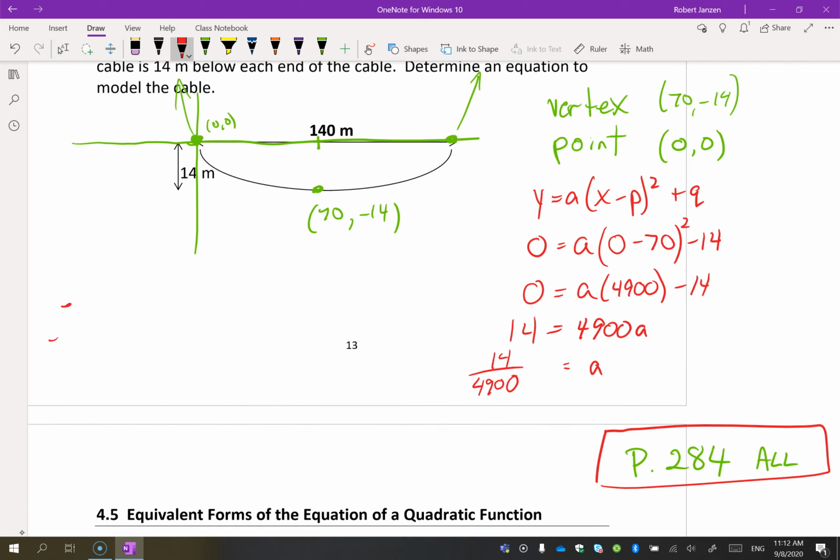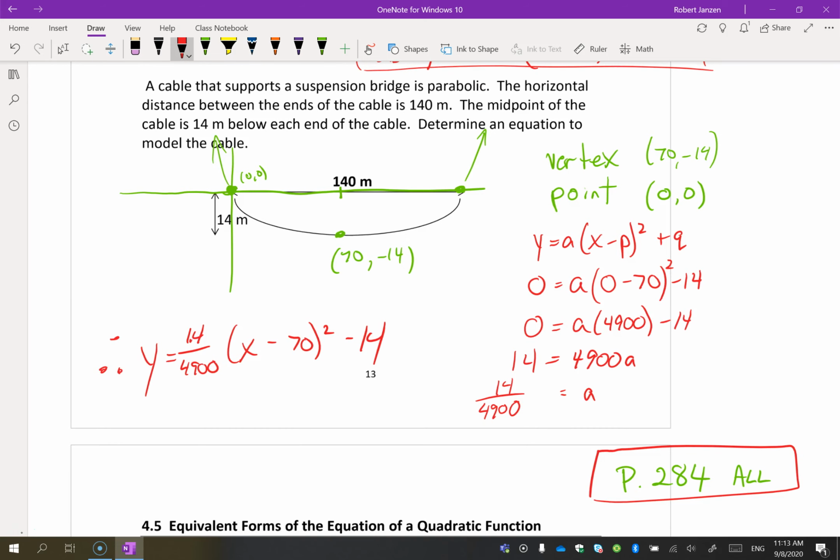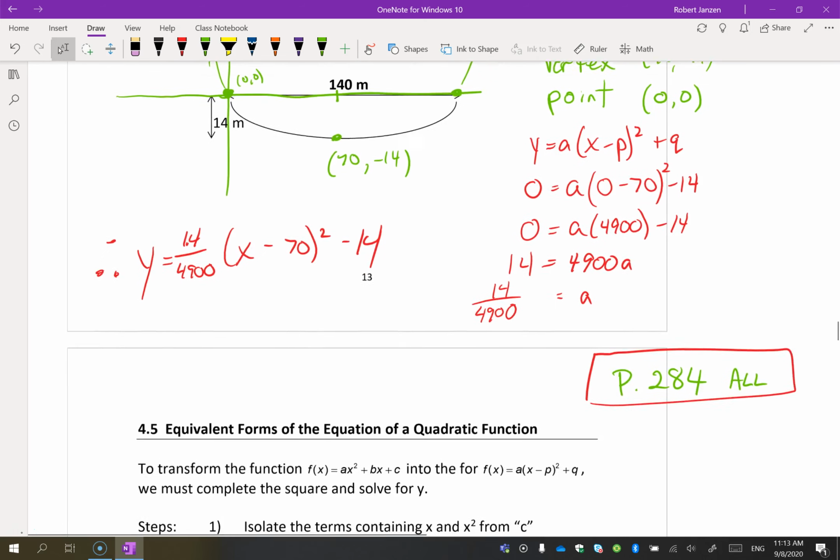So I can write my equation now. y is, let's leave it as 14 over 4900 (x - 70)² - 14. Okay, I know there's a question in your homework like this, maybe from yesterday that you didn't get. Try using this method to solve it now, and you should be good to do that.